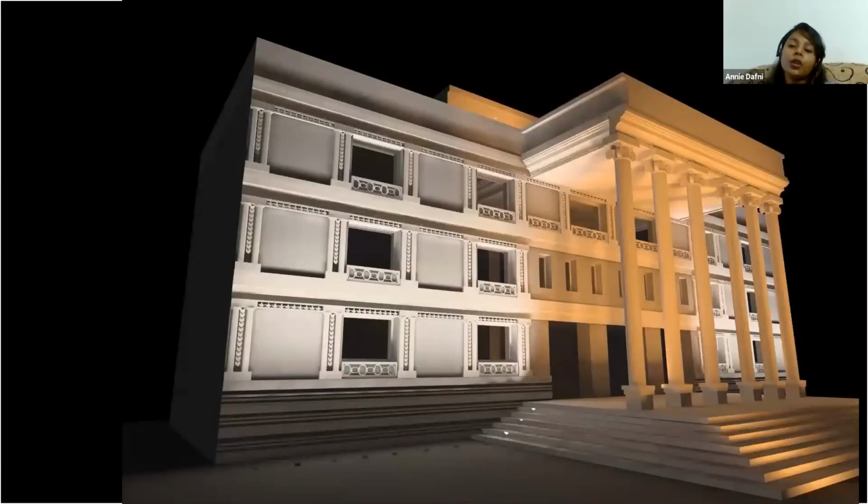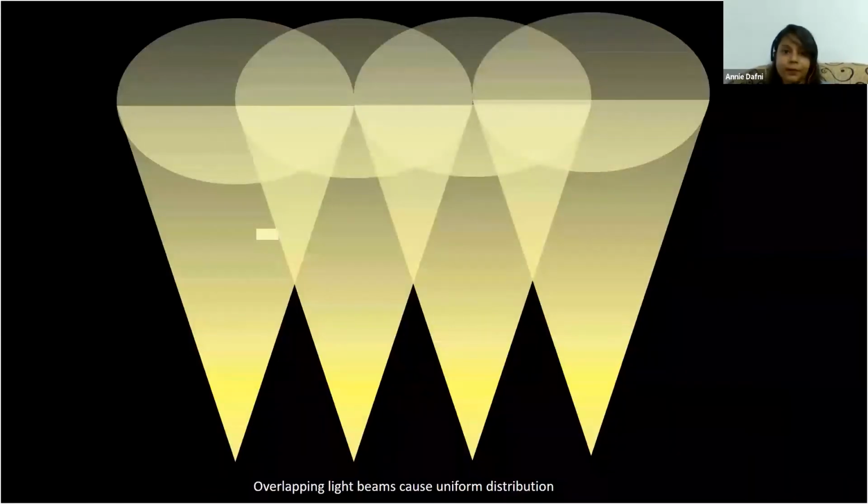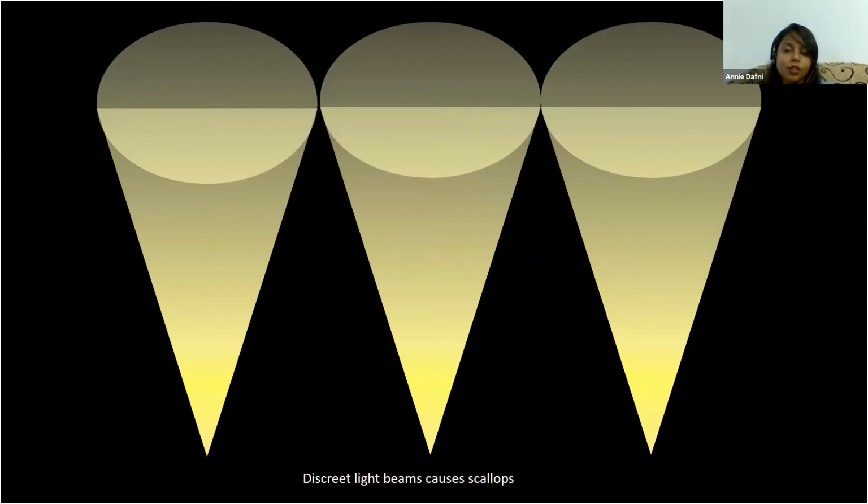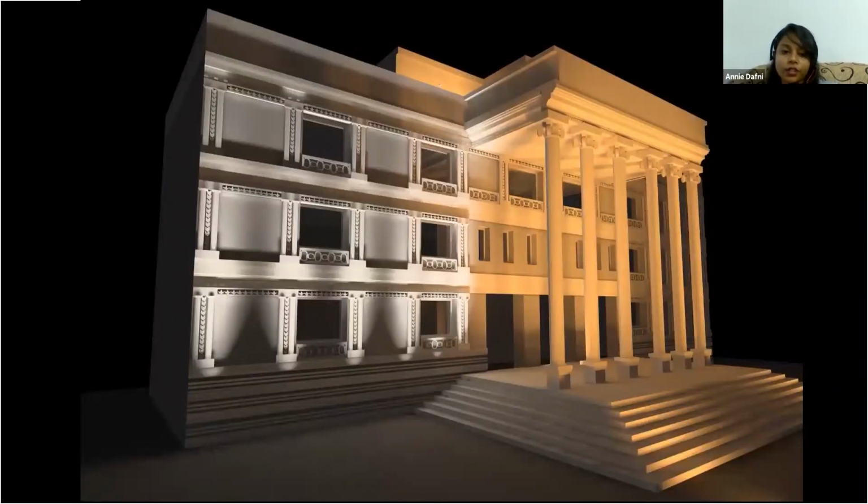So when it comes to any flood lighting or wash lighting technique, uniformity of the lighting, light distribution is very, very important. And one prerequisite to have a uniform distribution is to have overlapping beams, like you can see here, wherein the second beam is overlapping at least 50% of the first beam. Because otherwise, if you have discrete beam distribution like this, you would end up having areas of shadows and hotspots, or also called scallops. So this is not really desirable. And in order to have a good uniform distribution, overlapping of beams is very, very important.